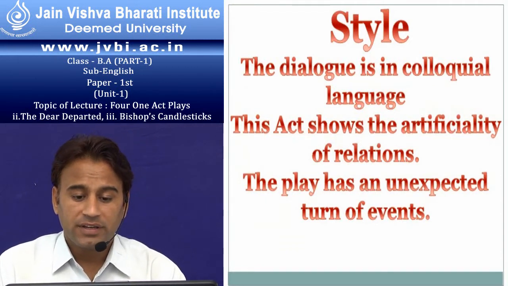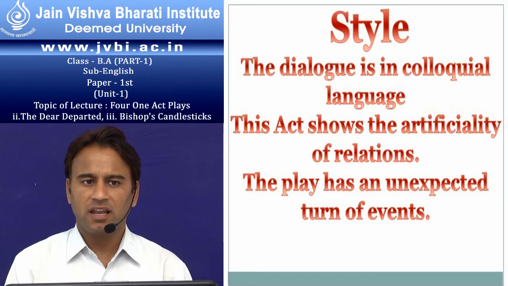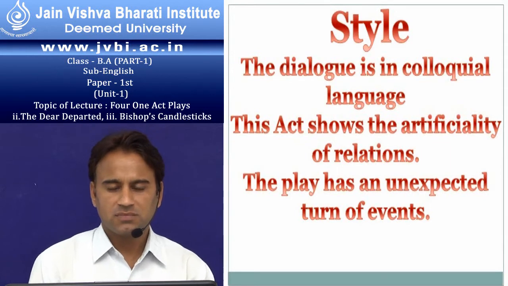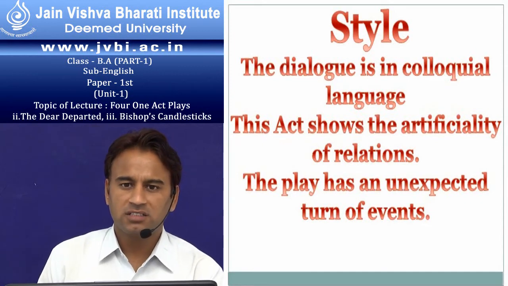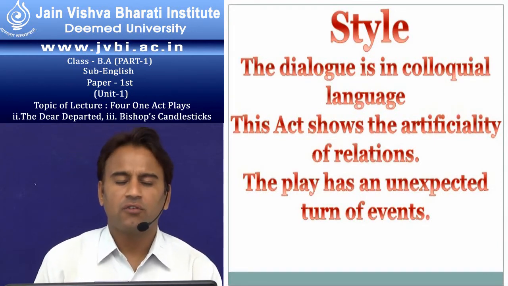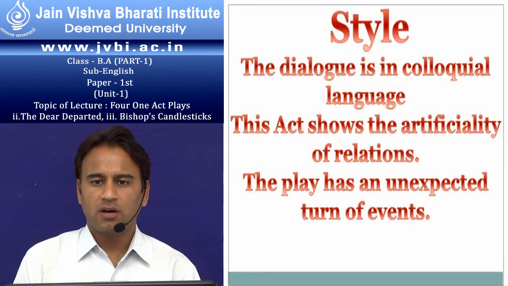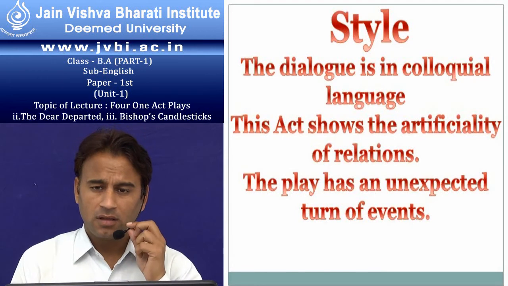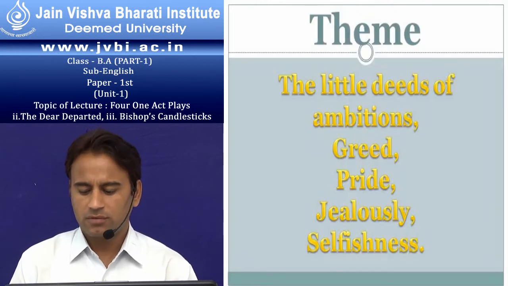Style. The dialogue is in colloquial language. Colloquial means the day-to-day language. We can say the conversational language. All the dialogues are written in colloquial language. This act shows the artificiality of relationship. This is a very important point, that this whole act shows the artificiality of relationship. Relationship between father and daughter, relationship between husband and wife, all show the artificiality of relations. The play has an unexpected turn of events. When we saw in the middle, when the old man arrives suddenly, we see that the play has an unexpected turn of events. Nobody can imagine that a dead person can be alive.